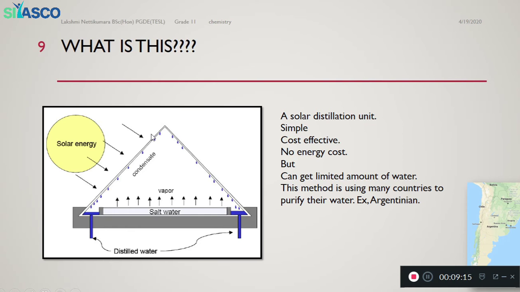Actually, the water vapor sticks on the roof, gets cooled, and comes along this rooftop and is collected in these two drains, and we can remove the distilled water from here. This is a very simple, cost-effective method. You can see that we do not need to provide any electricity or any energy to heat the salt water. But the problem is we can get only a limited amount of water. Still, some countries like Argentina use this method to get water for their army.